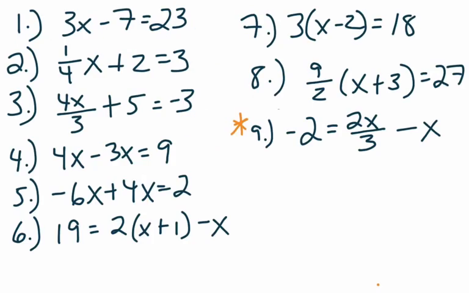Okay, here they are. 3x minus 7 equals 23. 1/4 x plus 2 equals 3. 4x over 3 plus 5 equals negative 3. 4x minus 3x equals 9. Negative 6x plus 4x equals 2. 19 equals 2 times the quantity x plus 1 minus x. 3 times the quantity x minus 2 equals 18. 9 halves times the quantity x plus 3 equals 27. And as a special challenge one, negative 2 equals 2x over 3 minus x.